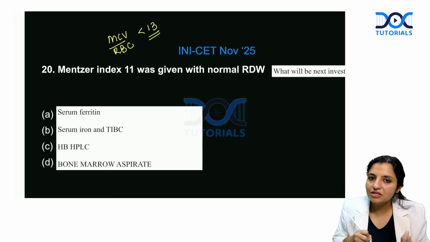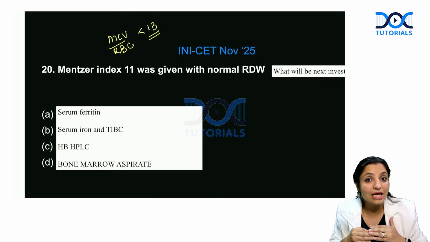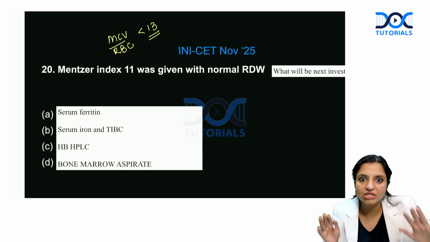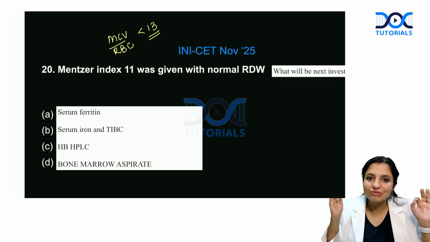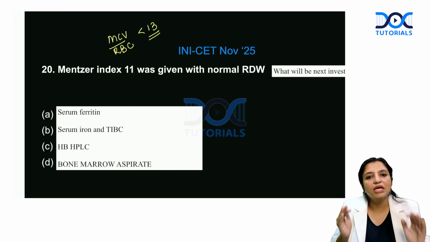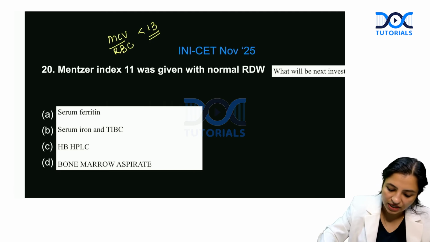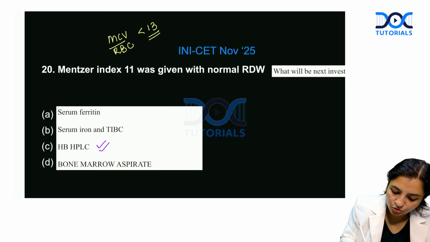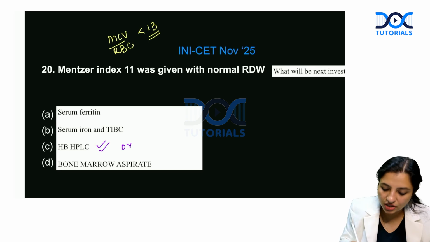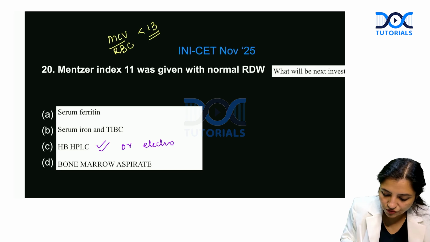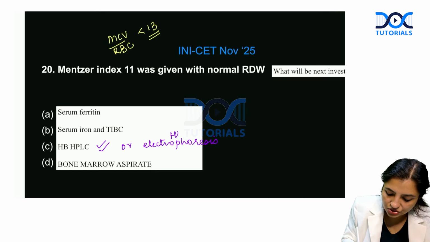So whenever it is a thalassemia trait, how will you diagnose them? By hemoglobin HPLC. So that's the way of diagnosis. So diagnosis should be hemoglobin HPLC. If HPLC is not given in the options, then electrophoresis. Okay, hemoglobin electrophoresis should be done.